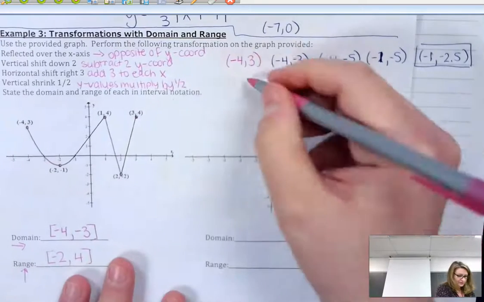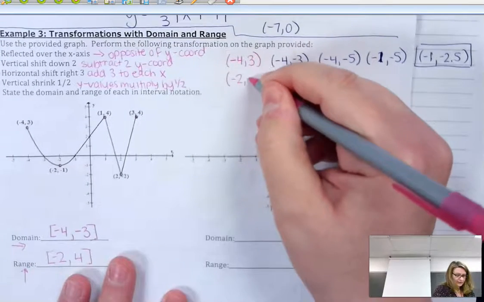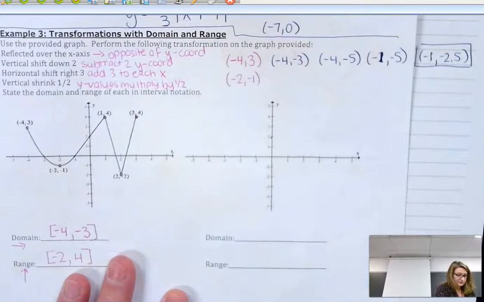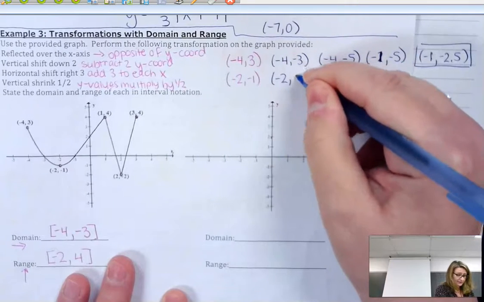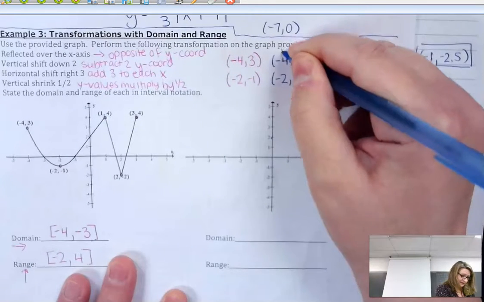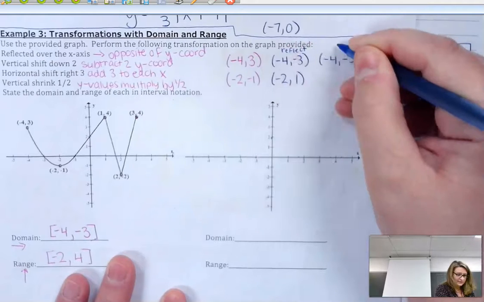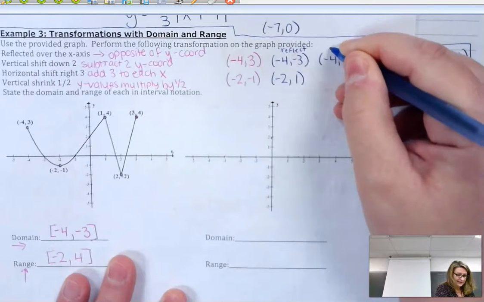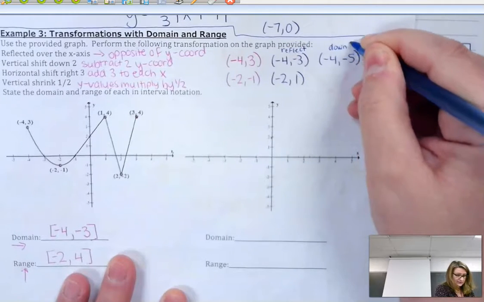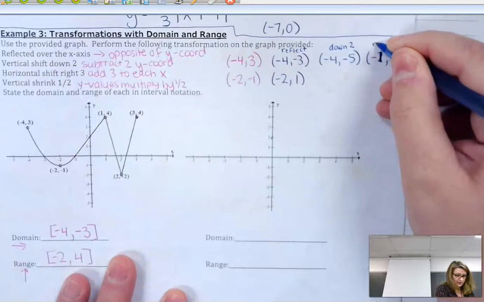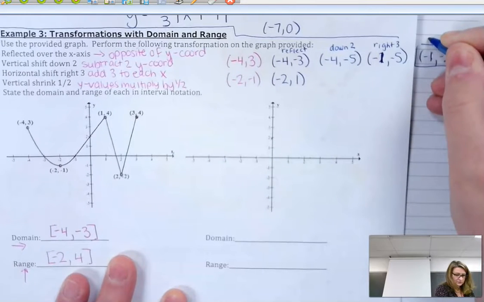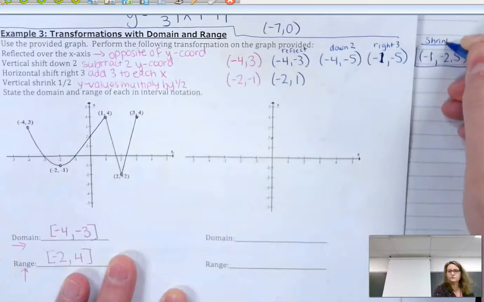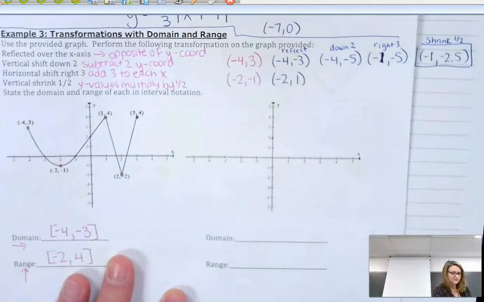And I'm going to do this with each one. So -2, -1. If I apply that first transformation, reflect over the x-axis, it would be -2, +1. So this is the reflect. This is the down 2. This is right 3. And then the final one is the shrink 1/2. So I'm just showing you step by step each one of these.